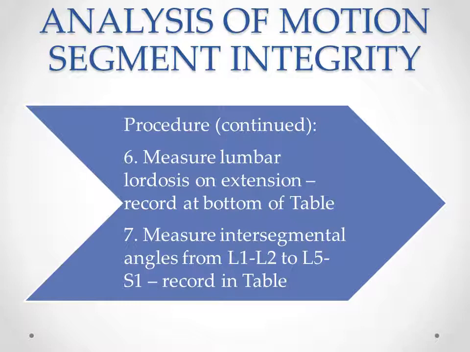Now we're going to repeat the same procedure on the lumbar extension film. We're going to measure the lumbar lordosis in extension, recorded at the bottom of the table. We're going to measure the intersegmental angles from L1 to S1, and we're going to record those also in the table.